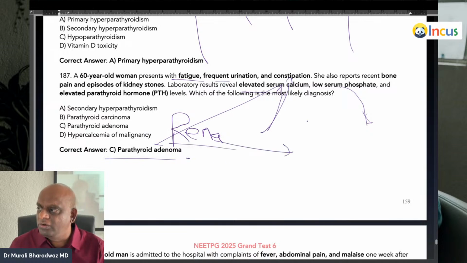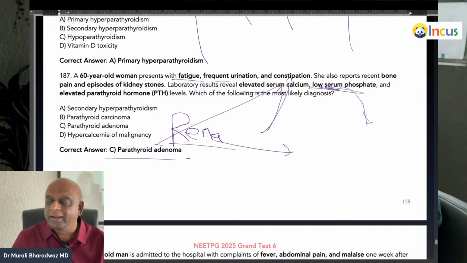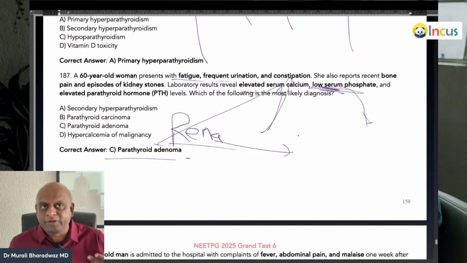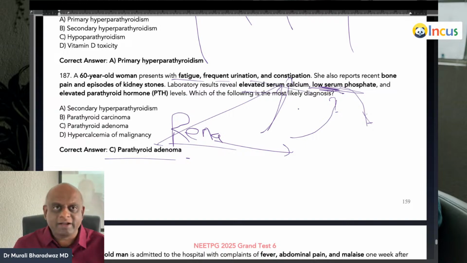In a renal failure patient, there will be hyperparathyroidism, which is secondary, because of the renal failure. It is a phosphate retaining condition. So there will be typically low or normal serum calcium, with hyperphosphatemia being classical.